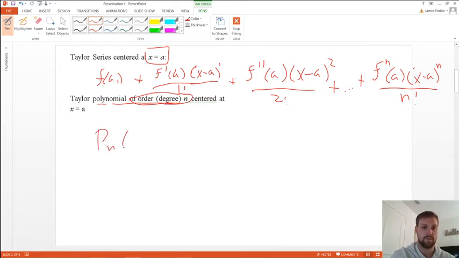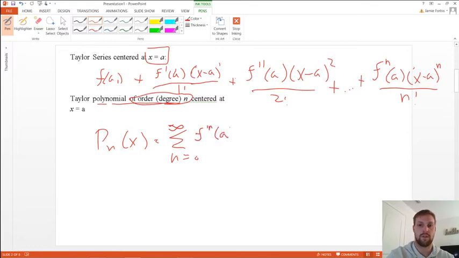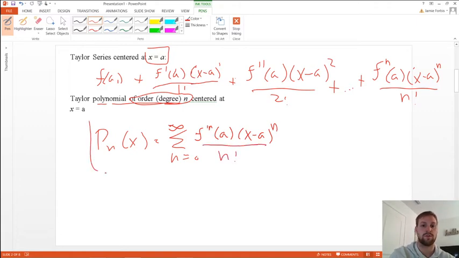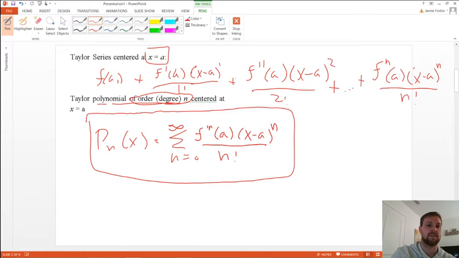p sub n of x equal to the summation n equals 0 to infinity of the nth derivative of f at a, times x minus a to the n, over n factorial. So this is a Taylor series. It's called a Taylor series whenever you center it at something other than 0.